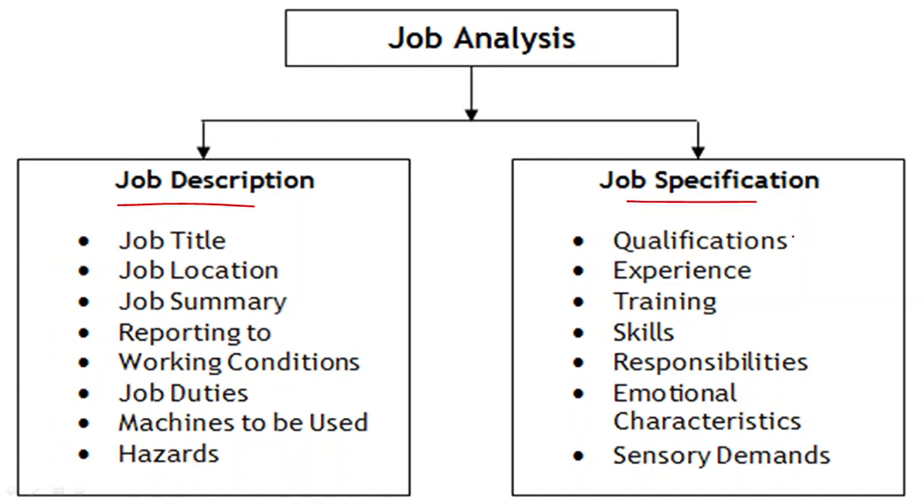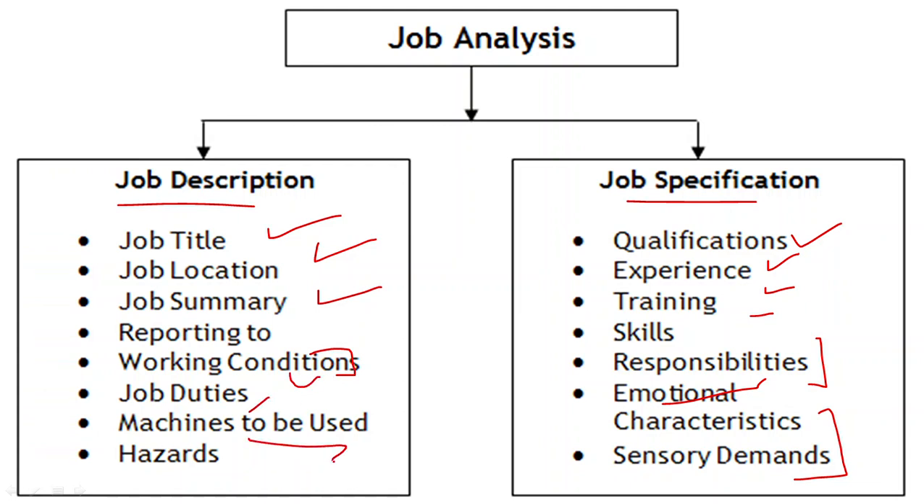Job specification lists a person's qualification, experience, training, skills, right? Emotional characteristics, personal responsibilities, financial responsibilities, sensory demands. And job description talks about job title, job location, job summary, who you will report to, working conditions, job duties, machines you will use, hazards there. So all these are the job description.